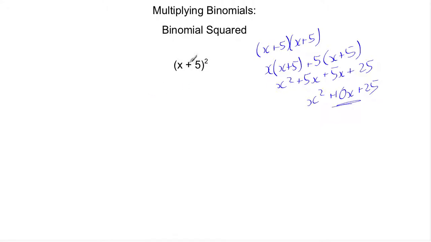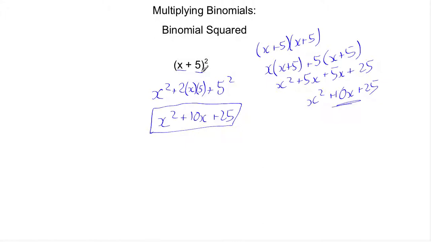And the shortcut is actually this. It's if you square the first term, so x squared, and you square the last term, so 5 squared, which is 25, and then you add, actually let me write that out as 5 squared. And then for the middle term, it's always going to be 2 times these two terms multiplied. So x times 5. So I get x squared, 2 times 5 times x is 10x, plus 25.